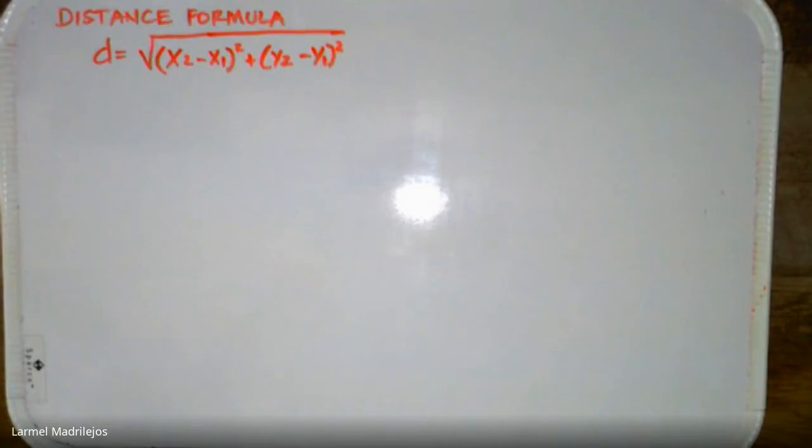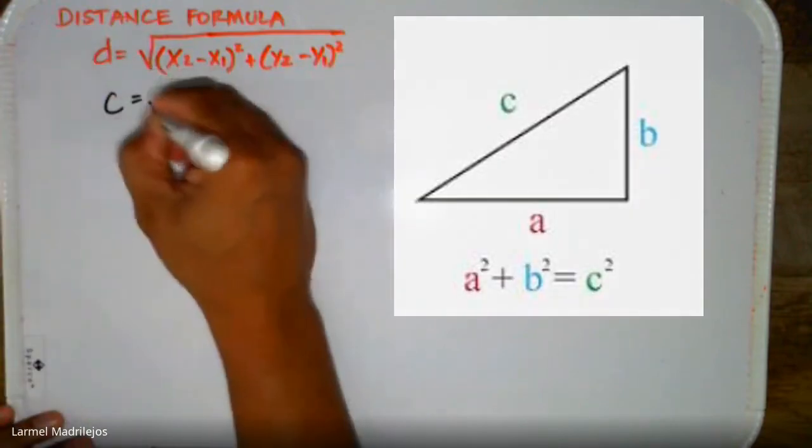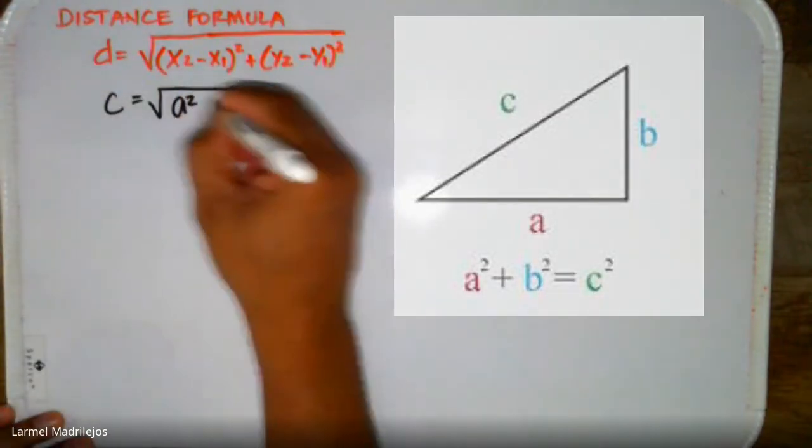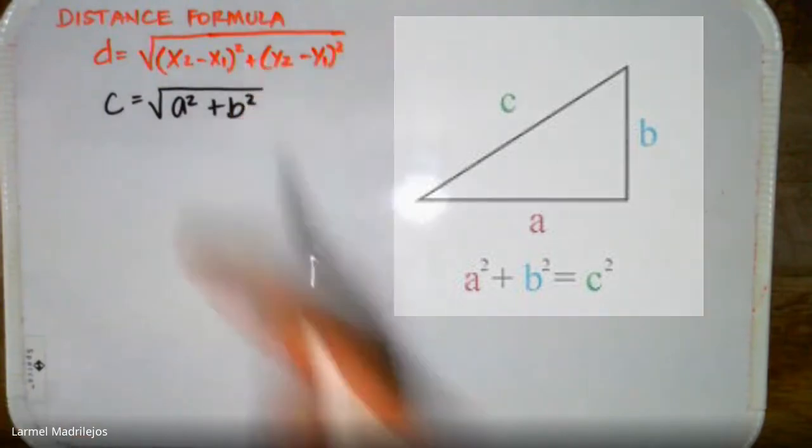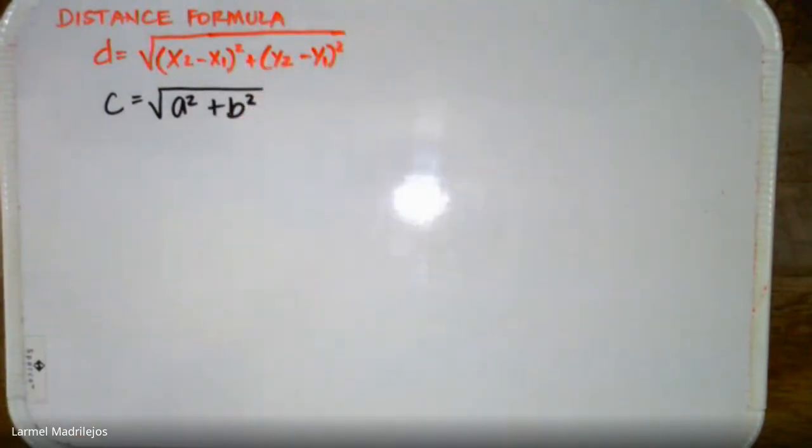Good morning. The topic is distance formula. Distance formula is derived from the Pythagorean theorem. If you know, the Pythagorean theorem is c squared equals a squared plus b squared. That's where the distance formula was derived from. It means we need to find the distance of a slope.